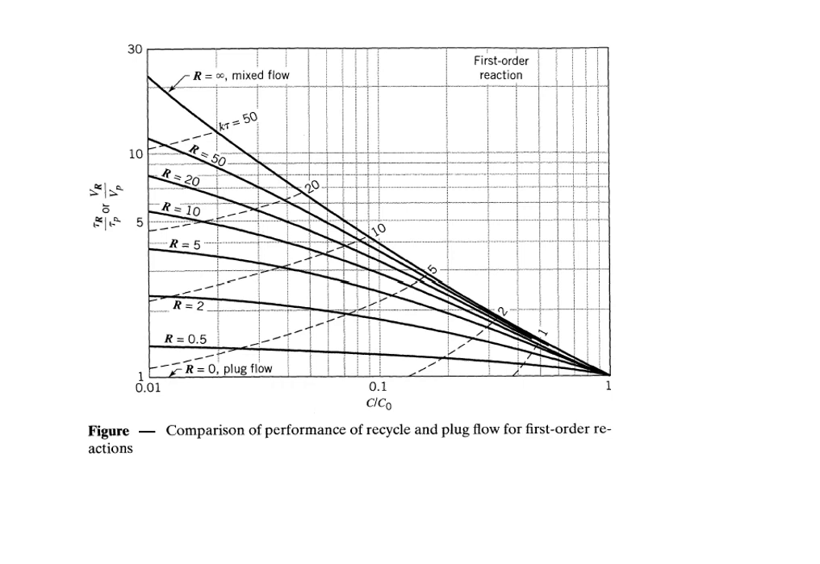So this is the comparison of performance of the recycle reactor with the plug flow reactor for a first order reaction. We can see that the R value changes from 0 to 0.5, 2, 5, 10, 20, 50 and to infinity. When R is equal to 0, as discussed earlier, it is a plug flow reactor, whereas when R reaches infinity, it will be a mixed flow reactor for a first order reaction. This is the graph of final concentration by initial concentration versus tau R by tau P. In this way the performance is compared between the recycle reactor and the plug flow reactor.